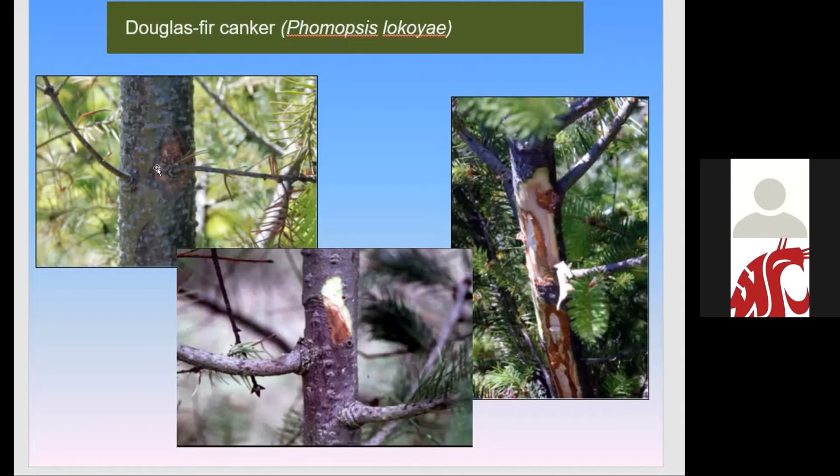And if we waited another year, a lot of these cankers might have resolved themselves and may not even be visible. But for a time, they could kill the tops of trees or certainly some of the smaller lateral branches.